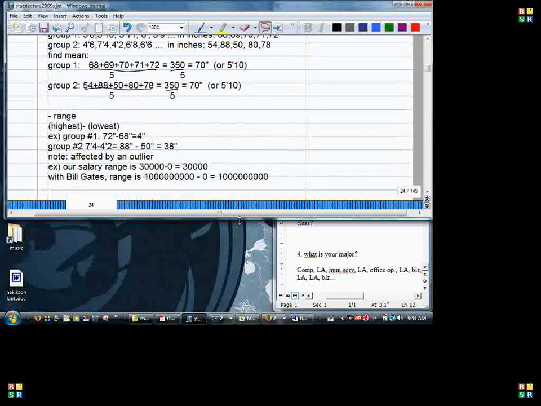Maya, isn't there a problem with the range also? Because if you say the range of the salaries including Bill Gates, maybe there's a 1 in a billion chance of getting one. There's not a 1 in a billion chance. I'm just telling you what it is. It's $1 billion minus 0, so the range is $1 billion. The range is what it is. The question is, how useful is it? I agree, it's not as useful, so I'm going to show you a different measure.